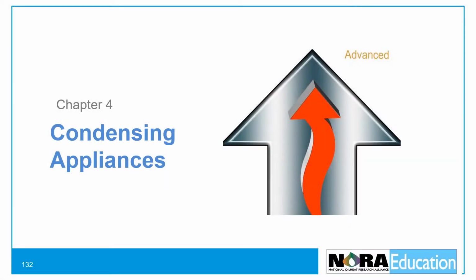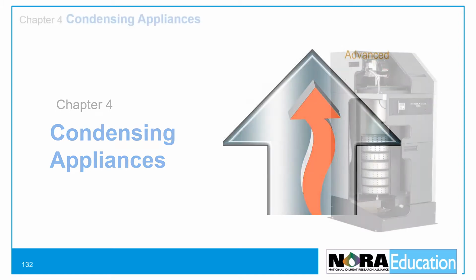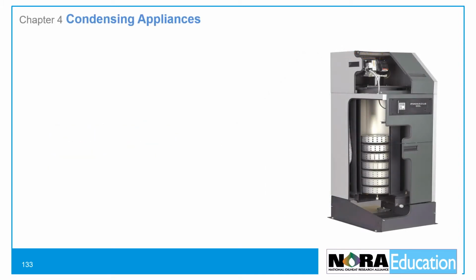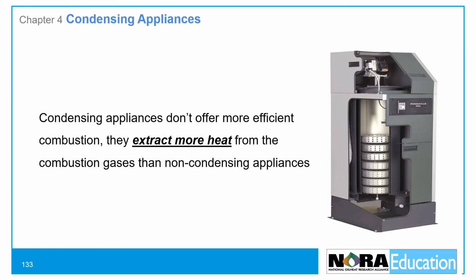Chapter 4. Condensing Appliances. Condensing appliances require special venting systems that differ from those used with non-condensing appliances. To understand the venting process, it's important to know that condensing appliances achieve their higher efficiencies by extracting almost all of the heat from the combustion gases before they pass through the venting system and are emitted to the atmosphere. Condensing appliances don't offer more efficient combustion than non-condensing appliances. They simply extract more heat from the combustion gases than non-condensing appliances.